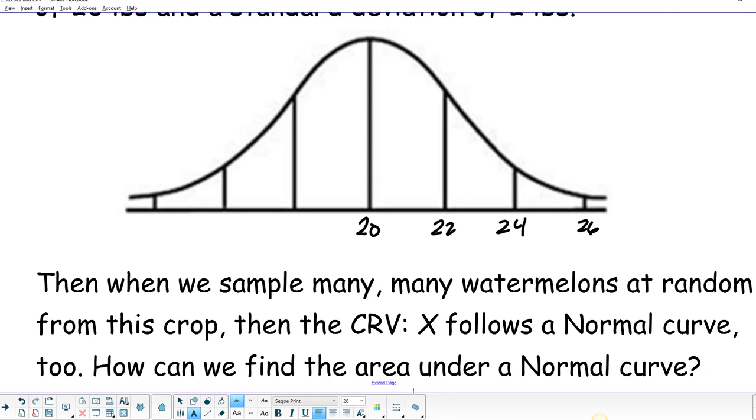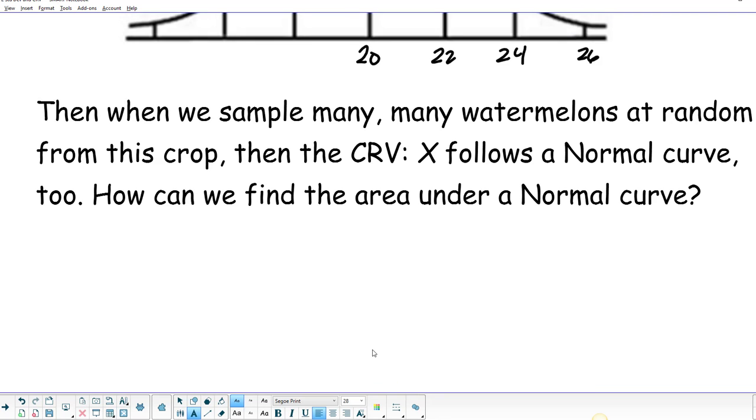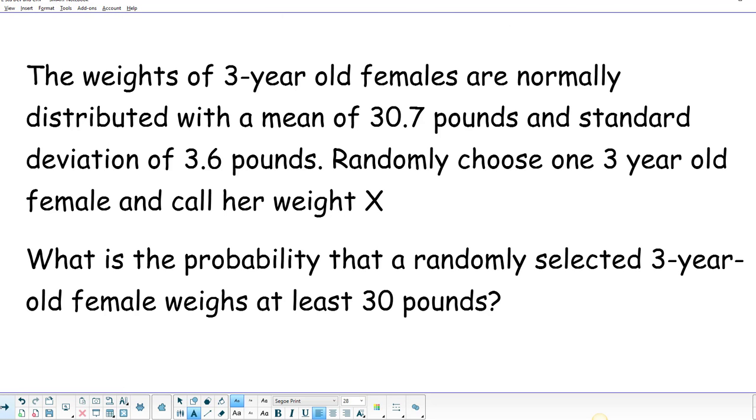And how can we find the area under any normal curve? Hey, we've done this before. It's z-scores, x minus mu over sigma. Only this time we aren't going to be using mu and sigma, the population mean and the population standard deviation. We're going to be thinking about them as mu sub x and sigma sub x, right? That's what ends up happening. The expected value of the random variable, or the mean of the random variable, and the standard deviation of the random variable. So let's take a look at our examples.